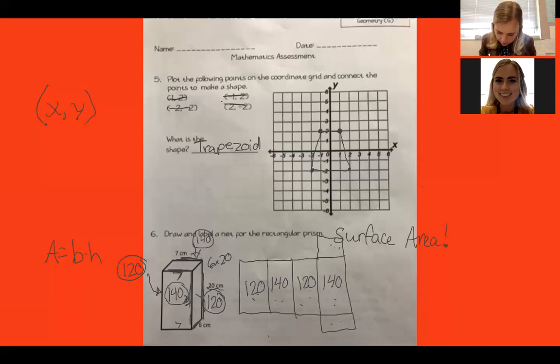So the top looks like a square, kind of. So the base is 7, and the height of this square must be 6, because if this bottom side is 6, this side is also 6. So 6 times 7 is 42. So if the top is 42, that means the bottom is also 42. Okay, so now we're going to add up all 6 of these numbers.